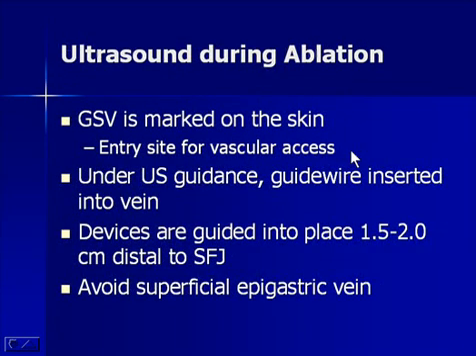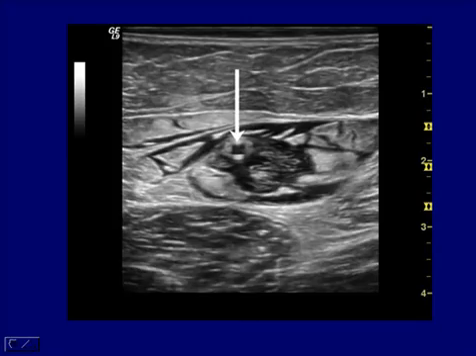Now, during ablation, what are we going to do differently? Well, we're going to mark the great saphenous vein on the skin as an access site for entry into the vein, usually in the lower thigh or knee or upper calf area. And using our ultrasound, we're going to guide the insertion of the guide wire and the devices into the saphenous vein. We try to get a little bit away from the saphenofemoral junction because we want to leave the superficial epigastric vein intact.